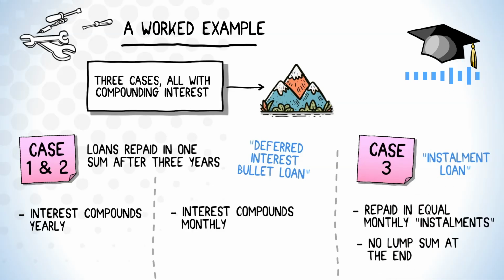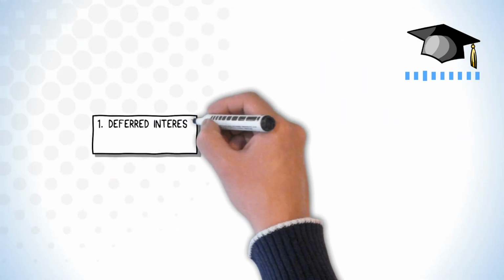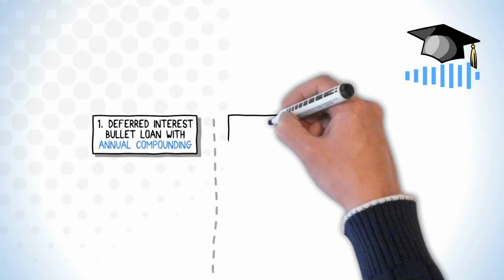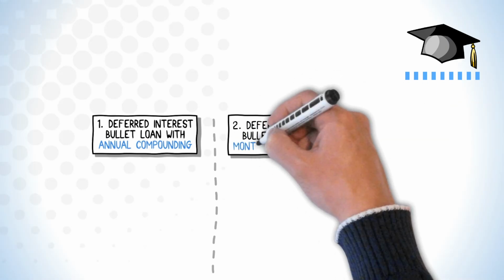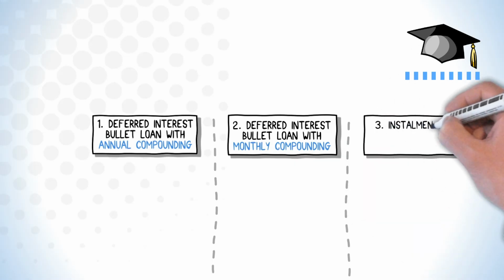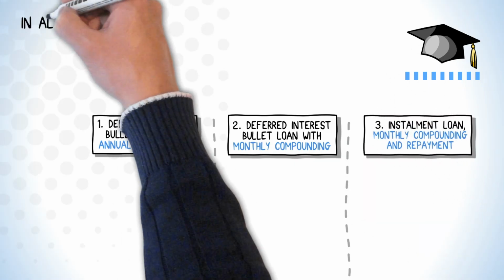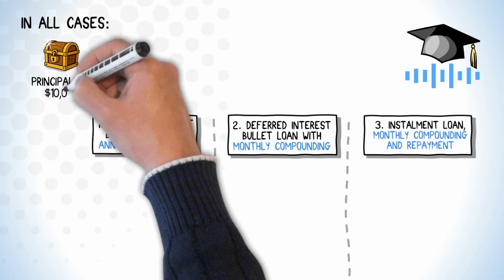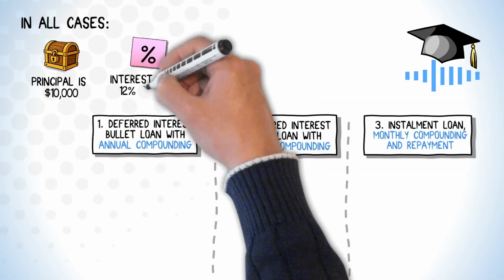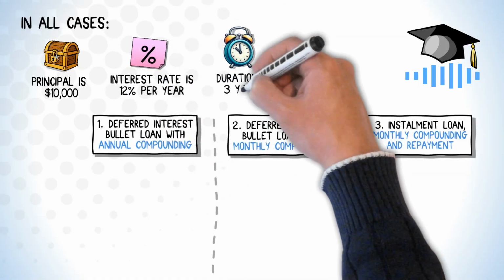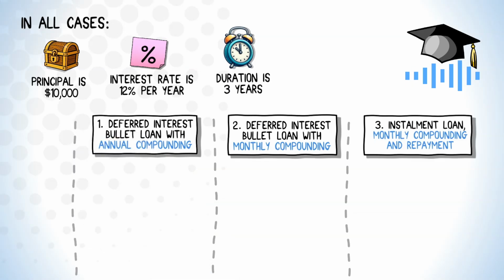Okay, let's have a look at our 3 cases, which are the deferred interest bullet loan with annual compounding, the deferred interest bullet loan with monthly compounding, and the installment loan with monthly compounding and repayment. In all cases, the principal is $10,000, we're setting the interest rate at 12% per year, and the maturity of the loan to 3 years, starting in the present, which we'll call end of year 0, EOY 0. Let's assume that in all 3 cases we are the lender, so the principal appears as a negative cash flow and the interest and repayments appear as positive cash flows.